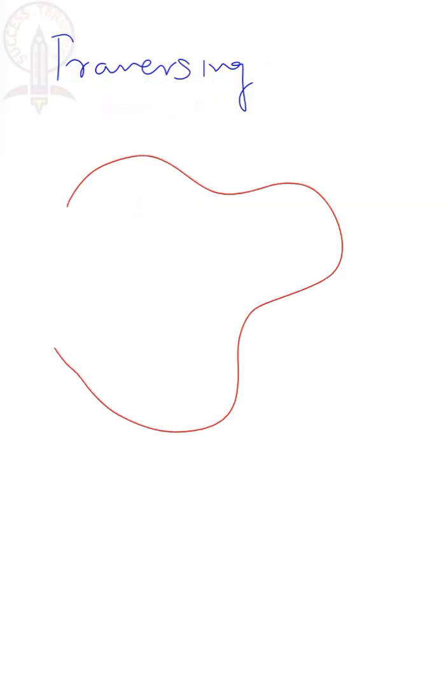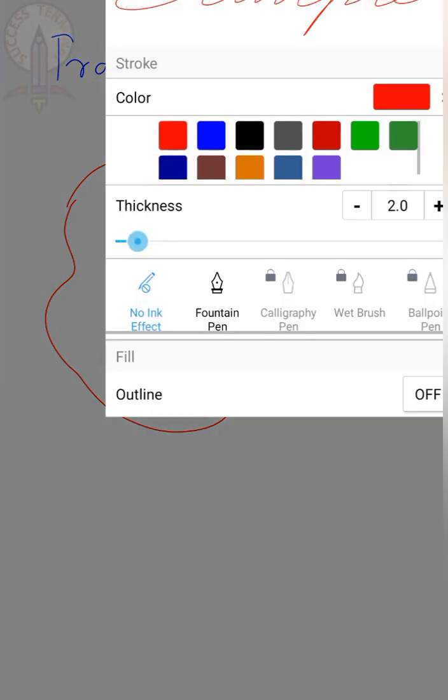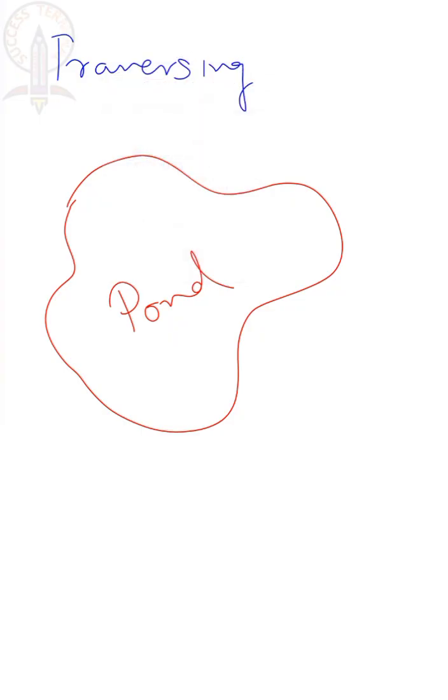Maybe, suppose, say this is a pond. This is a pond, and we have to enclose the area of pond using some straight line. How can we do that? Say we have started from this point, and let's change a different color.